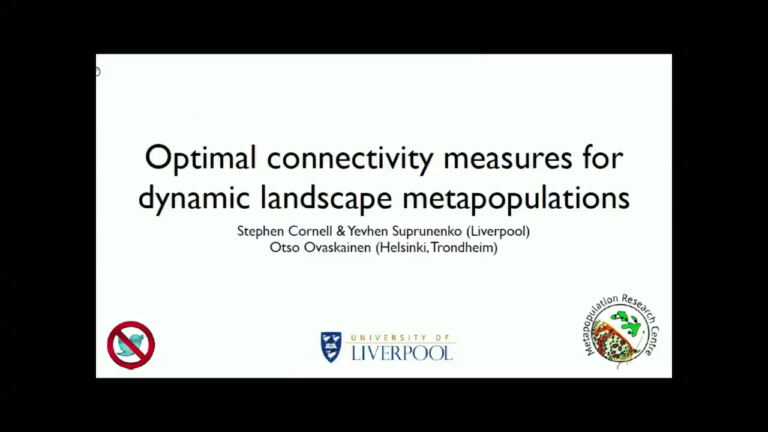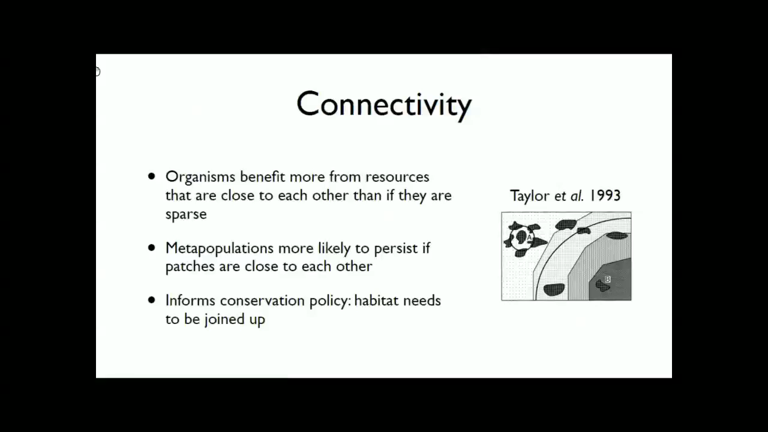So connectivity is one of the most important concepts in landscape ecology. For a while, it's been recognized that organisms benefit more from resources that are close to each other than if they are sparse. Originally, this was the kind of picture that people had: patches of resources that one organism might need, and so one animal might move between these and benefit from all these different resources together. And it's important that these are close by so that the same animal can benefit from them.